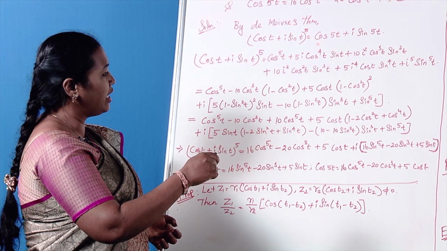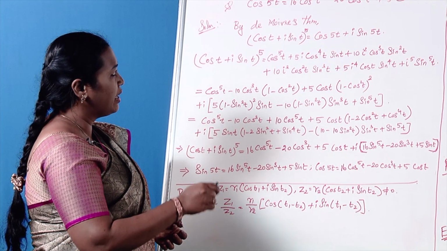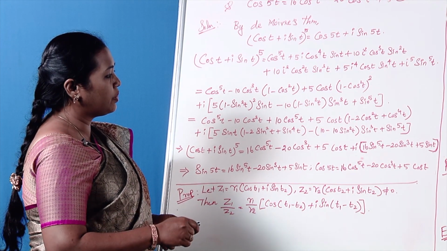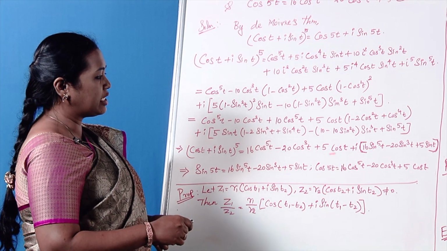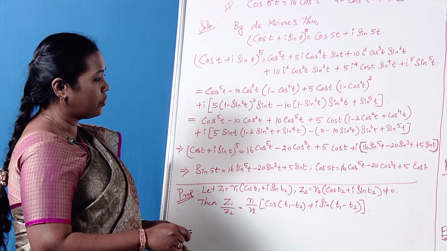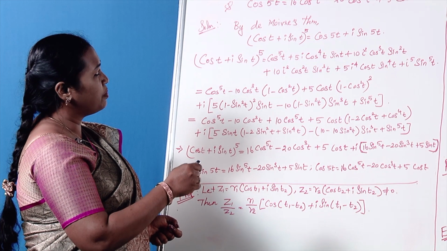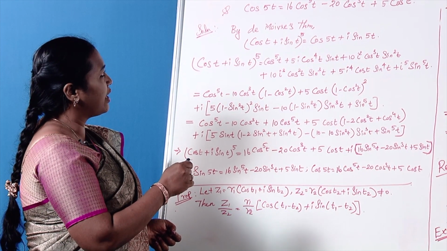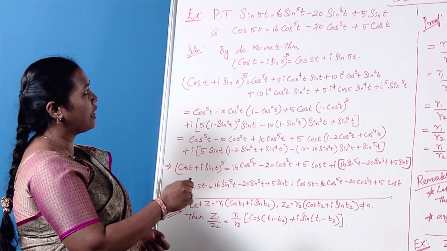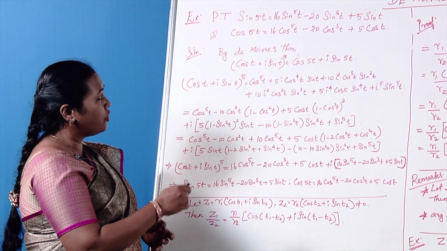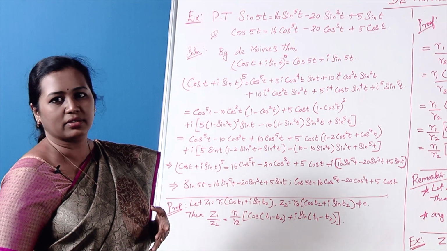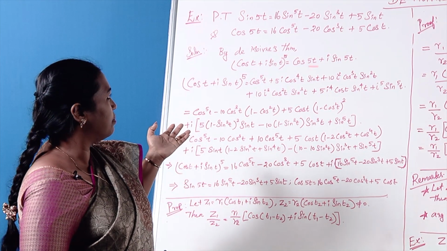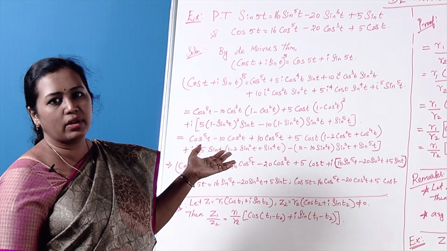So, cos phi t should be equal to the real part, and sin phi t should be equal to the imaginary part of this expansion. So, I am just substituting those terms, and that happens to be the proof of this problem. So, I have proved sin phi t is equal to this and cos phi t is equal to this by using de Moivre's expansion.